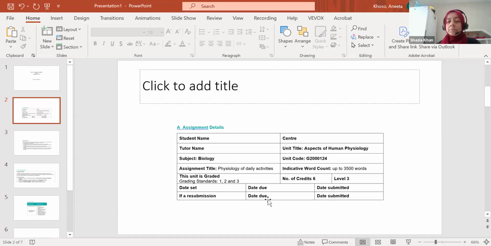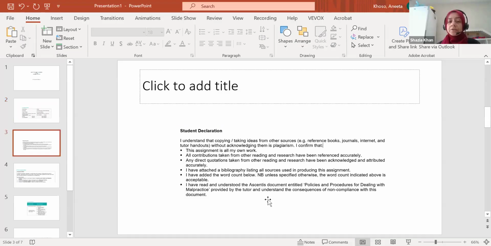Okay. So what happens here? There's a student declaration that you have to fill in. Please have a read of this, and then under this goes your signature.